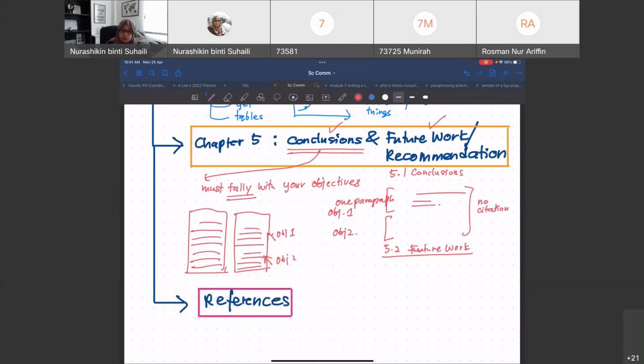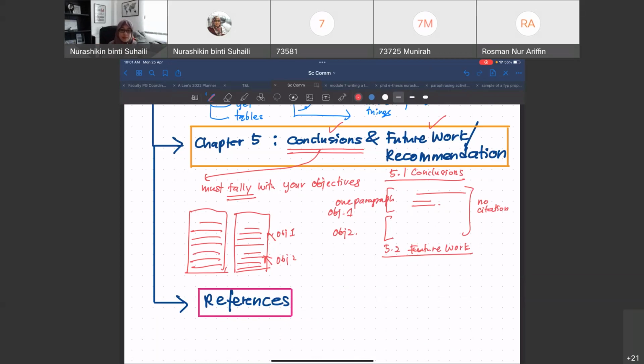Future work: how to know what to write for your future work or recommendation. After you have done research in the lab, you would actually have reflection. It means that when you do the research, you will realize that, oh, I cannot do this. There are things that I should improve, but I cannot do it because of the time frame. I don't have much time. But if, let's say, I have enough time, I can maybe improve on this part.